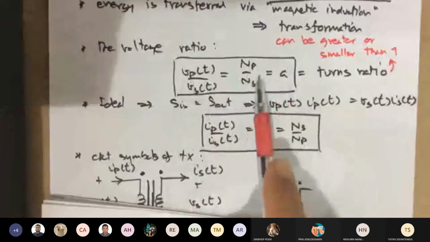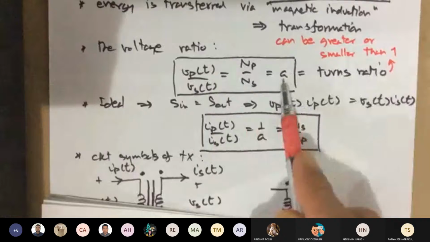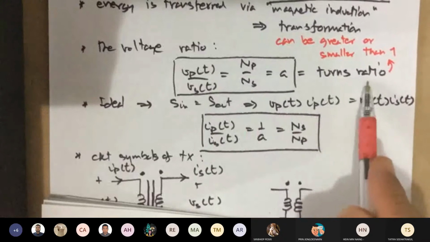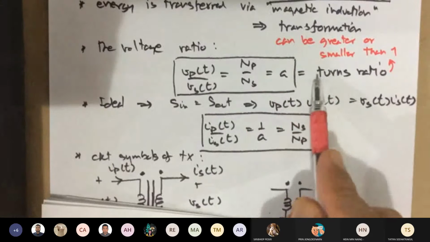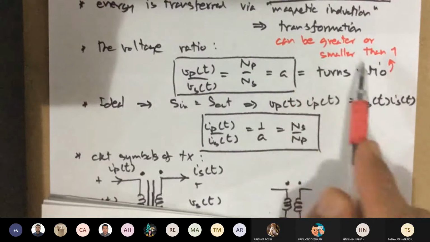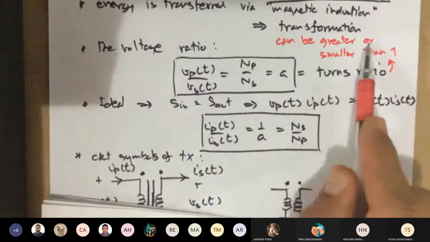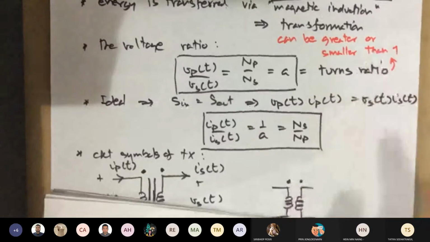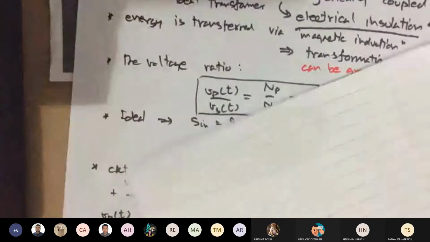This whole thing has a symbol of a, or a regular a. Its name is what we call the turns ratio. And a can have any number except 0. It has to be above 0. So it can be greater or smaller than 1, but never 0. That makes our lives easier.